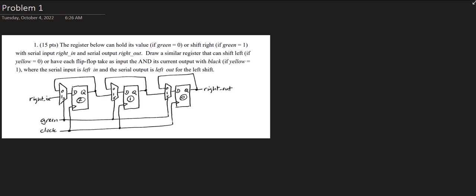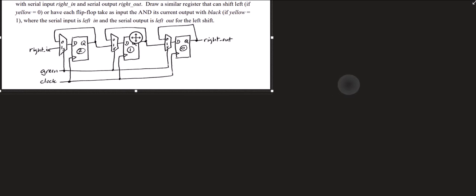And now it's asking you to make a similar register that can shift left if yellow equals 0, or have each flip-flop take as input the AND of its current output with black if yellow equals 1, where the serial input is left in and the serial output is left out for the left shift. So that seems like a lot of stuff.